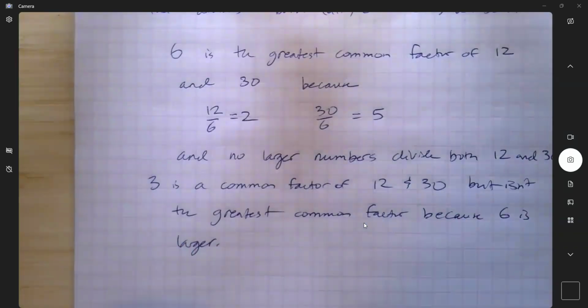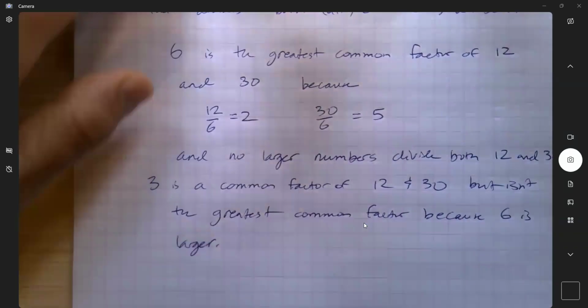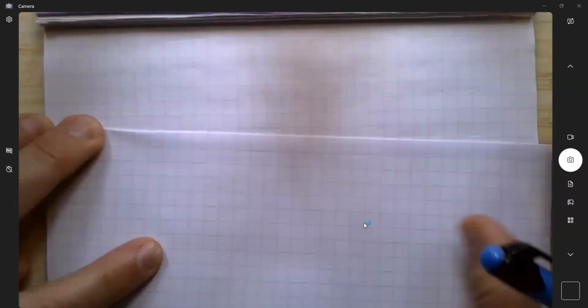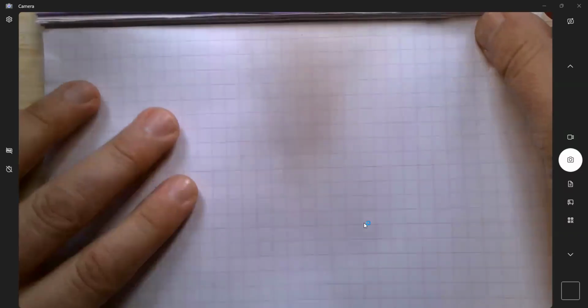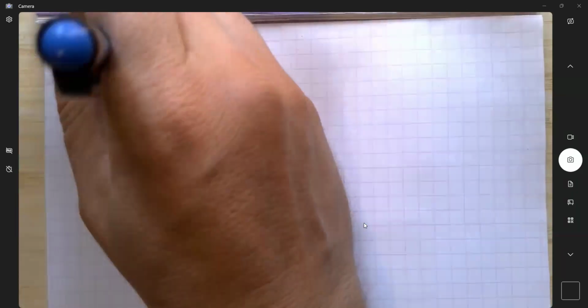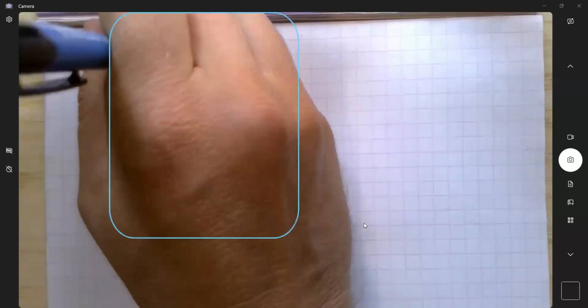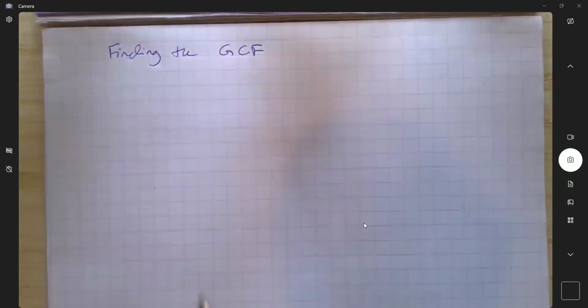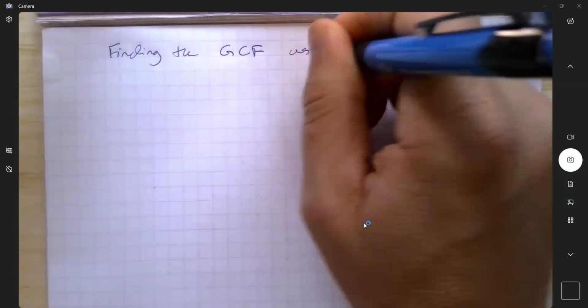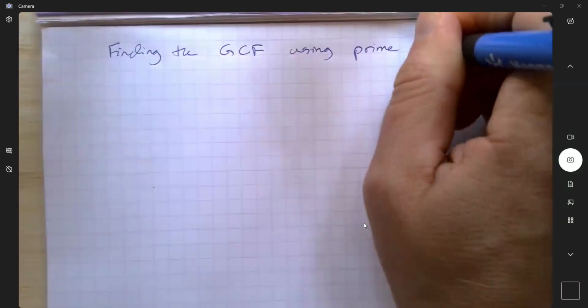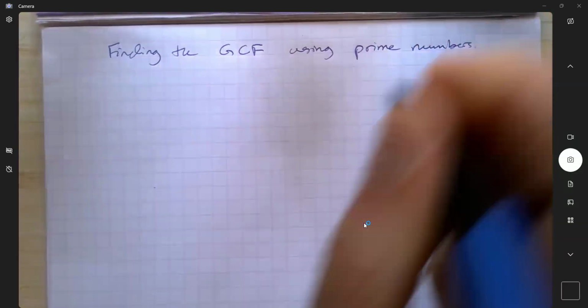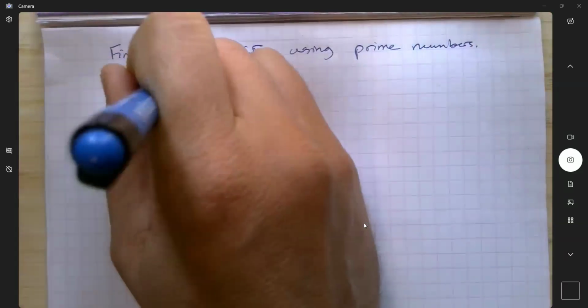So there are a number of ways to find the greatest common factor, but I like the way that involves primes, prime numbers, because it tends to be really flexible and always work, even if it takes a little bit longer. So finding the greatest common factor, GCF, using prime numbers. So let's define what a prime number is.